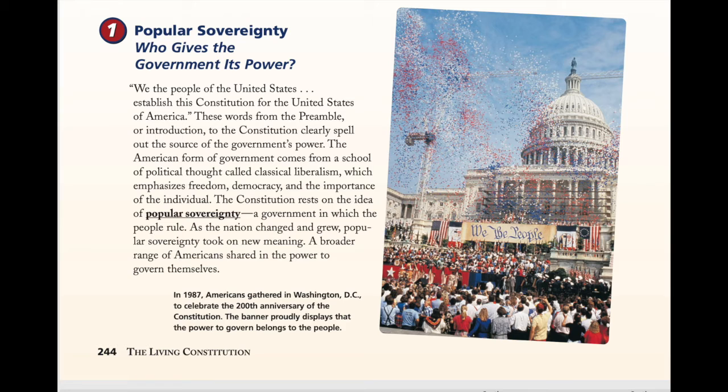The American form of government comes from a school of political thought called classical liberalism, which emphasizes freedom, democracy, and the importance of the individual. The Constitution rests on the idea of popular sovereignty, a government in which the people rule. As the nation changed and grew, popular sovereignty took on new meaning. A broader range of Americans shared in the power to govern themselves.